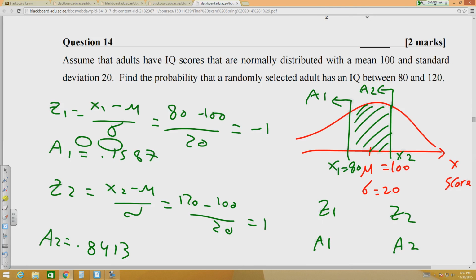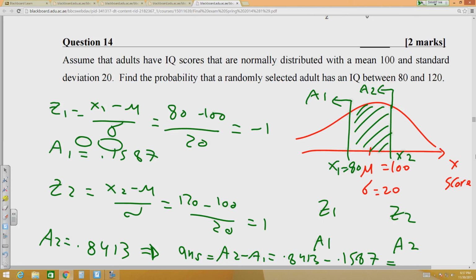So I got the second area, and now the answer is going to be the difference between them. The answer will be area 2, the big area, minus the small area. The answer must be positive. Remember, it's a probability, it must be positive. So the answer is area 2 minus area 1, which is 0.8413 minus 0.1587, get that, whatever it is. Clear now?